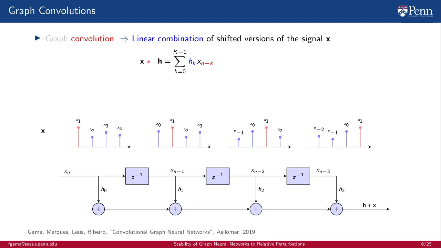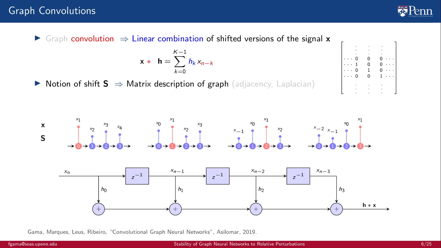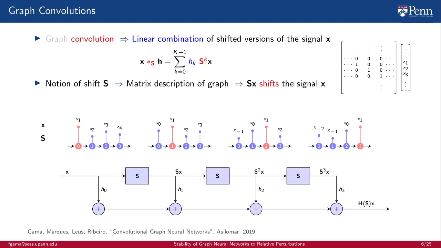If we want to extend this concept to graphs, we need to have a notion of shift. This notion of shift is defined in graph signal processing to be a matrix description S of the graph. We see that we can describe this time signal as supported by a graph that is a directed path. Then, if we apply the adjacency matrix S of this graph to the signal x, we are indeed shifting the signal in time, or equivalently, shifting it around the graph. So the traditional notion of shift in time is equivalent to applying the shift S of a graph.